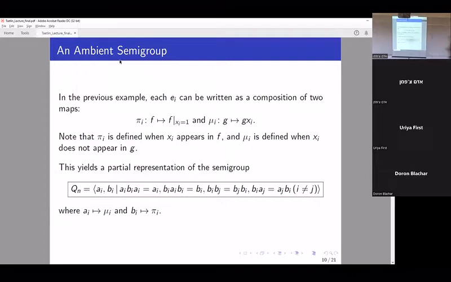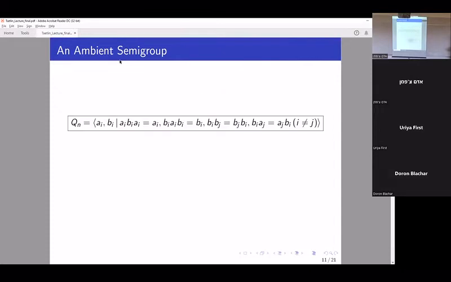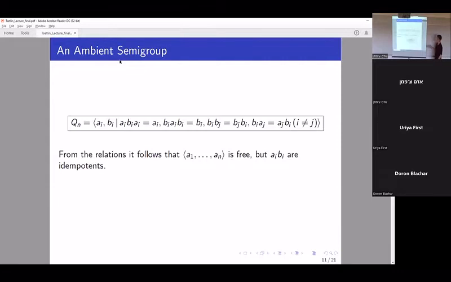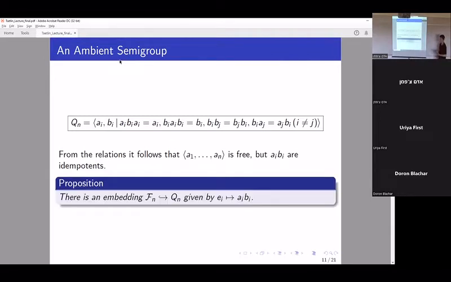And from the relations, we can also see that this semigroup is quite large. It contains the semigroups generated by the AIs, but products of AIs and BIs are just idempotents. It just follows from this relation, for example, if you multiply by BI, this gives us an idempotent. And then we can also consider Fn as a subset of Qn. Fn is naturally embedded in Qn by taking EI to be this AI BI.